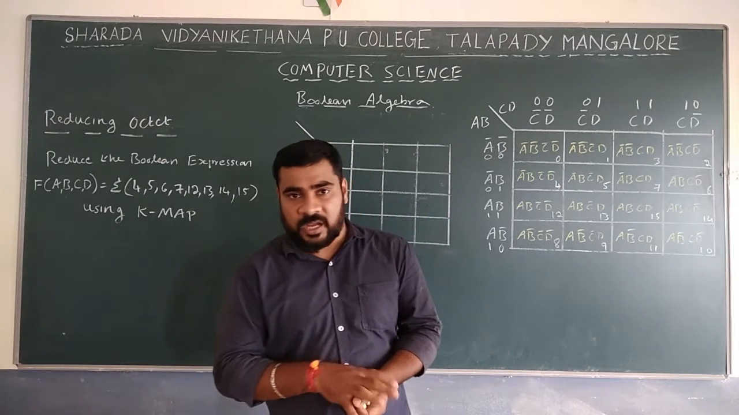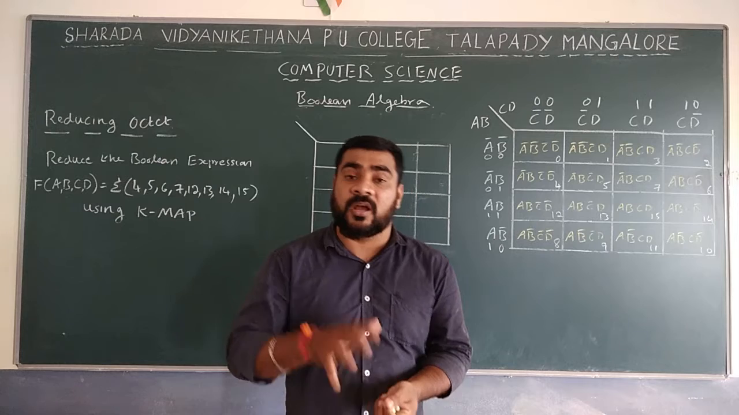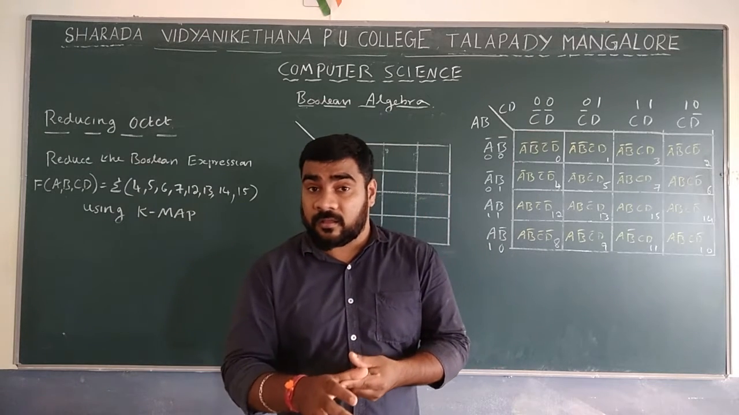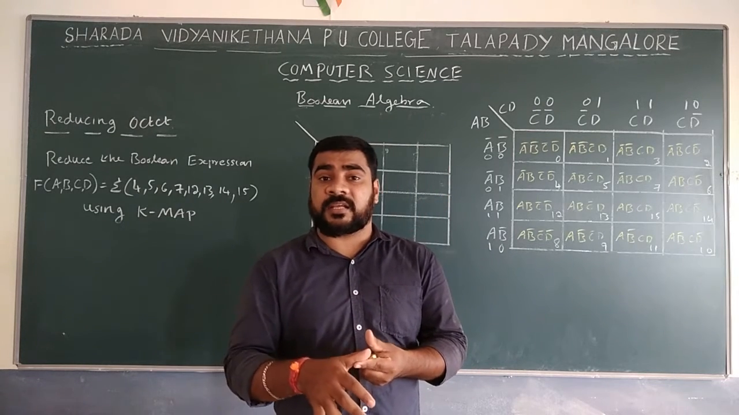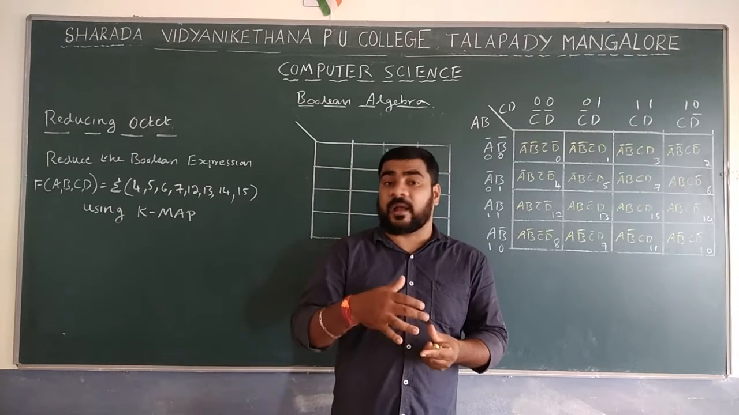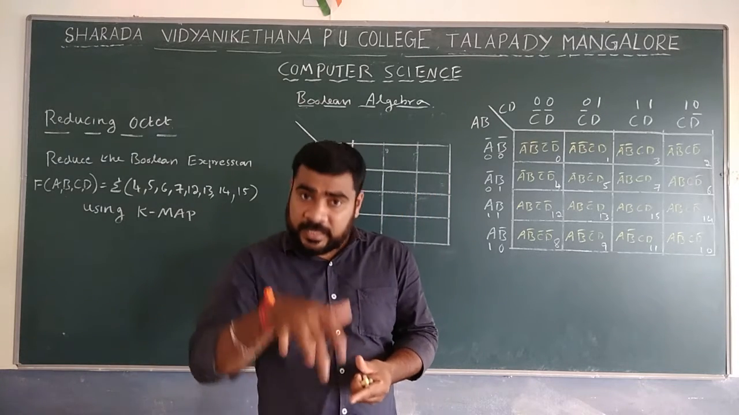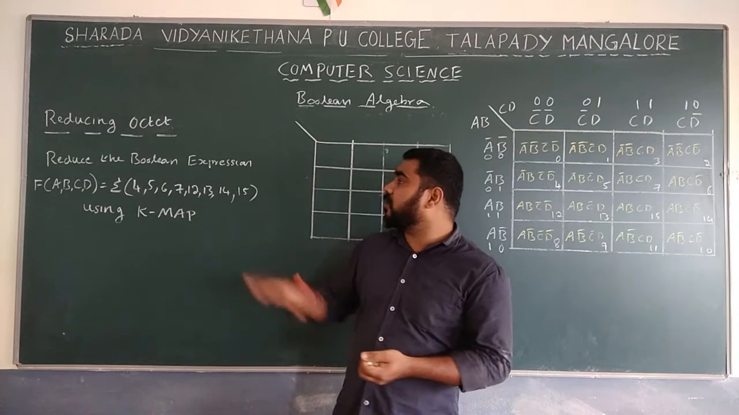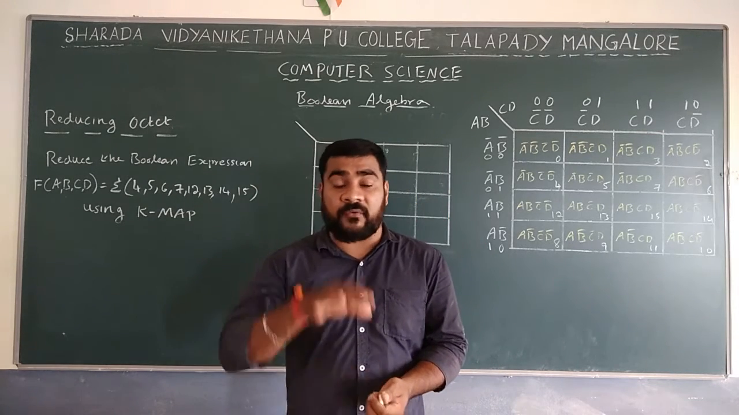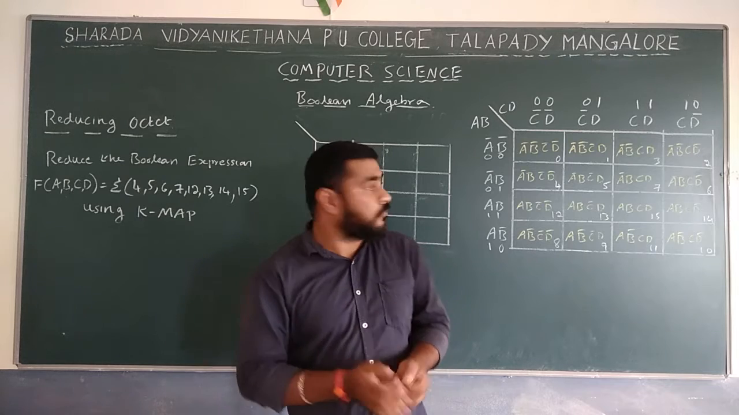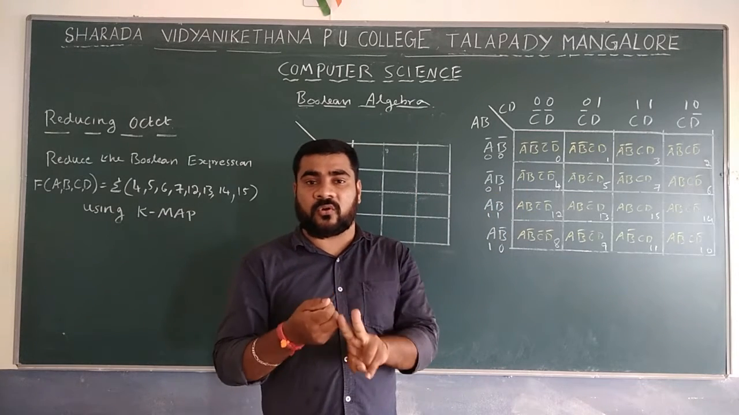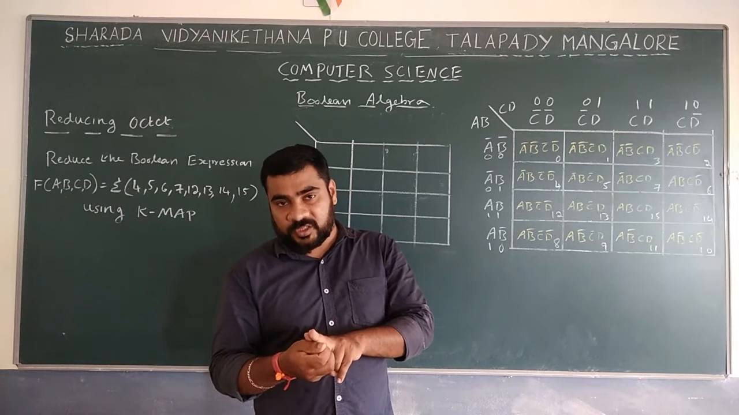In the previous session we mainly discussed how we can reduce the pairs, and how we can construct the K-map. After constructing the K-map, we discussed how to reduce using the pairs and how to reduce using the quad. And in this session, we are going to discuss reducing the octet, meaning 8 adjacent cells. How will we get the 8 adjacent cells in a 4 variable K-map? Either two rows together.